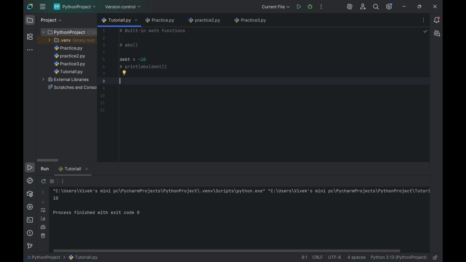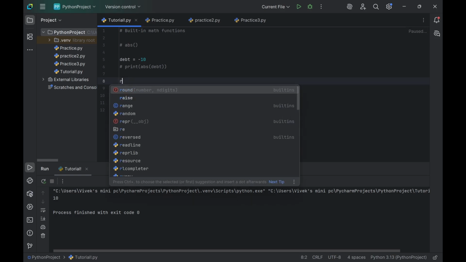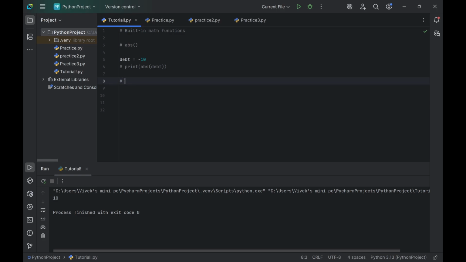So the next thing we're going to go through is the round function. So what is round? Let me just turn this into a comment. Okay, so that's what the round function is. So what does the round function do? Let's take an example.